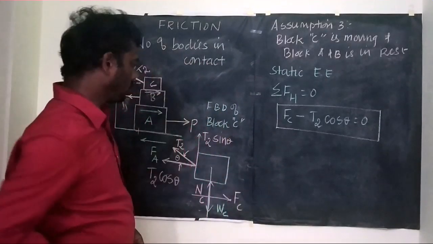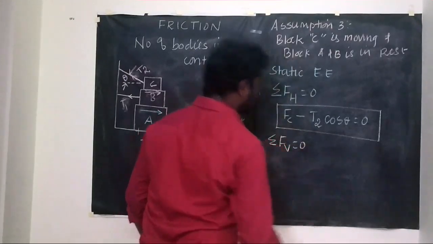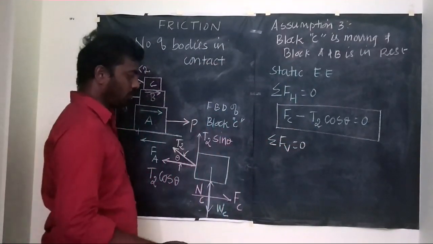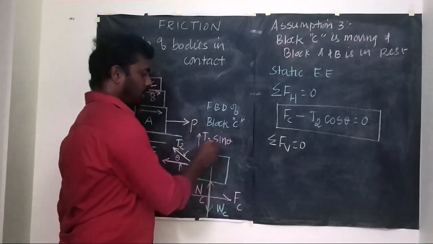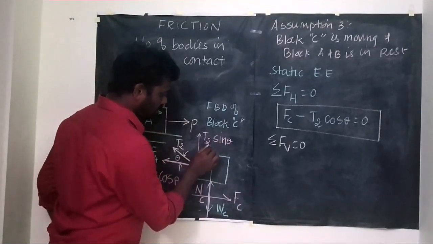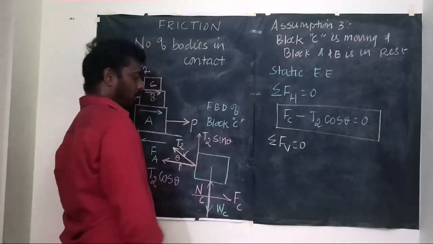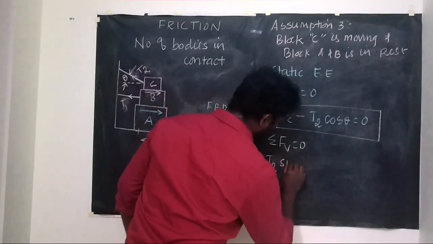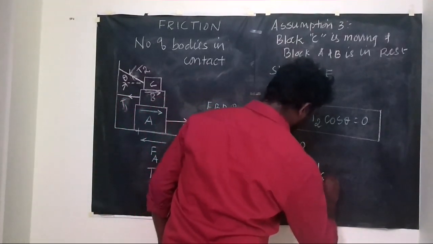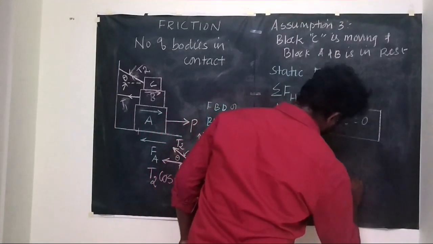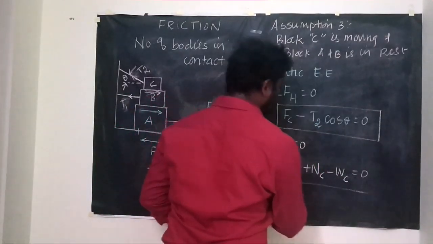Then I am going to use one more equation, that is, the sum of vertical forces acting on the system equals 0. Here we have three forces. One is self weight WC, then the normal reaction force NC, and this vertical component. This vertical component and NC are acting upwards, so take them as positive. T2 sin theta plus NC minus WC equals 0. This is my required equation to calculate the unknown values.